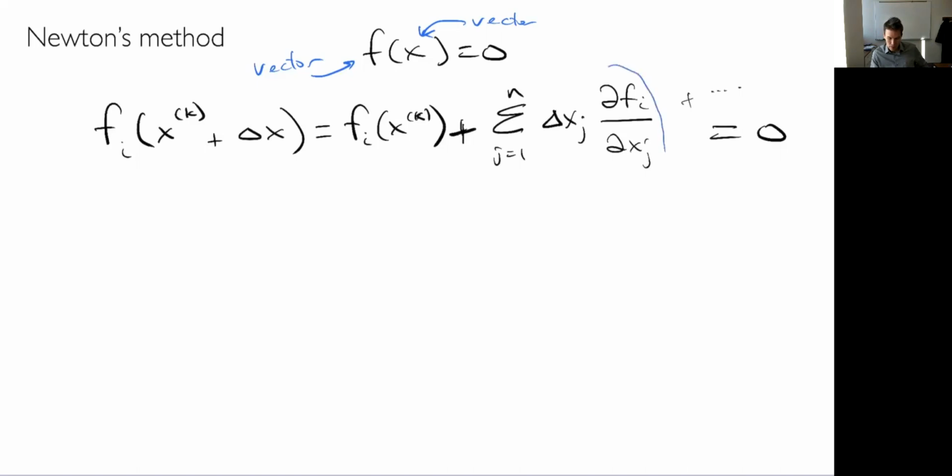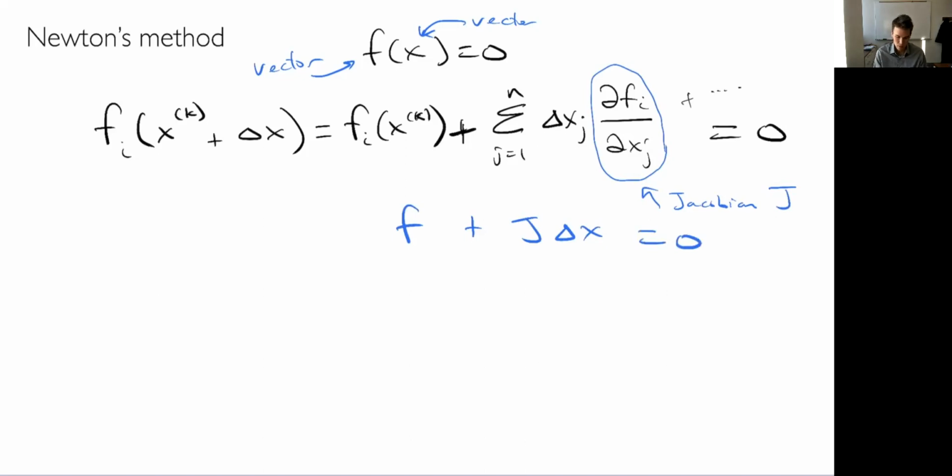All right, this thing right here, we call this the Jacobian. Give it a symbol J, it's called the Jacobian. And we could also write it this way in a matrix notation. We could say plus J delta x, where delta x is now a vector. So in other words, in shorthand, I've got f as a vector plus J delta x equals 0. So this is a vector, this is a vector, this is a matrix.